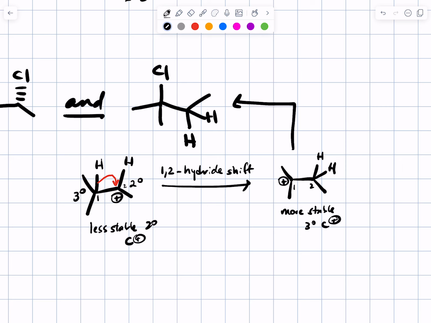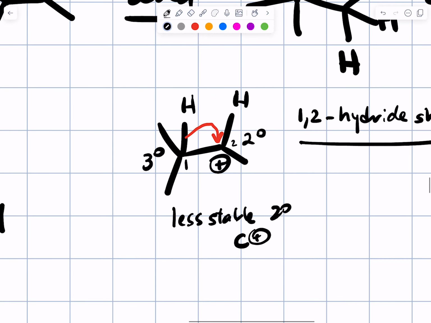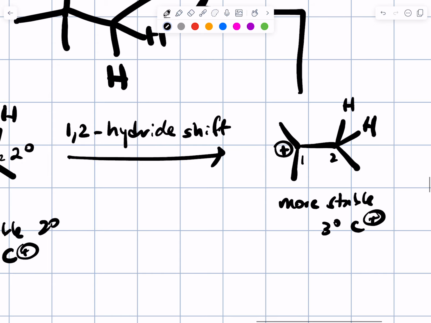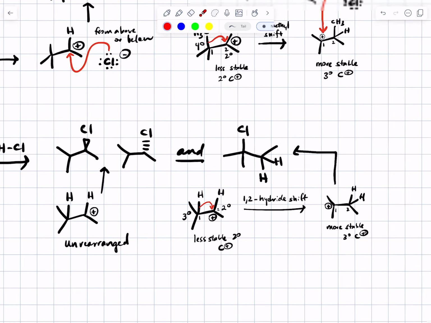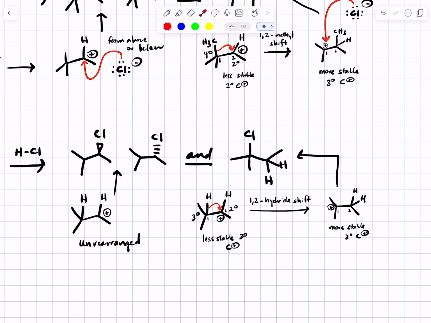Yeah, go ahead. Can you just explain how it's a 3° carbon if there's 2 hydrogens and 2 carbons on the right? The carbocation is tertiary. Oh, okay. Yeah. Good.